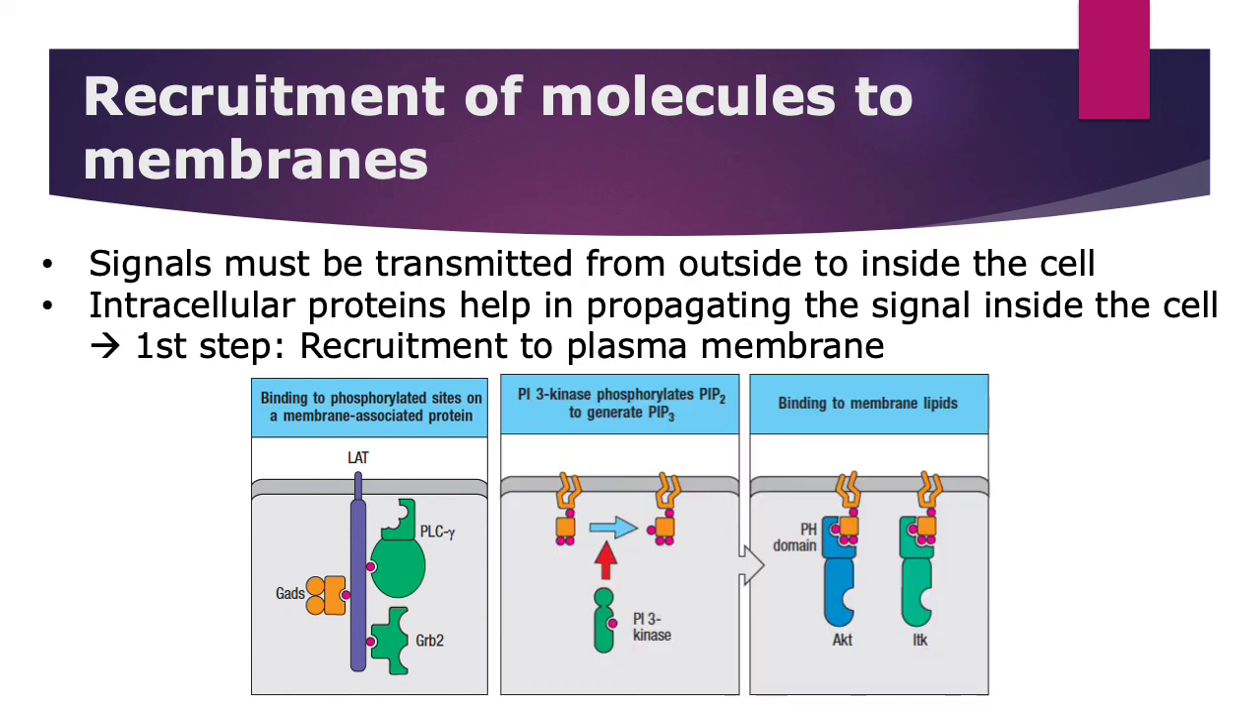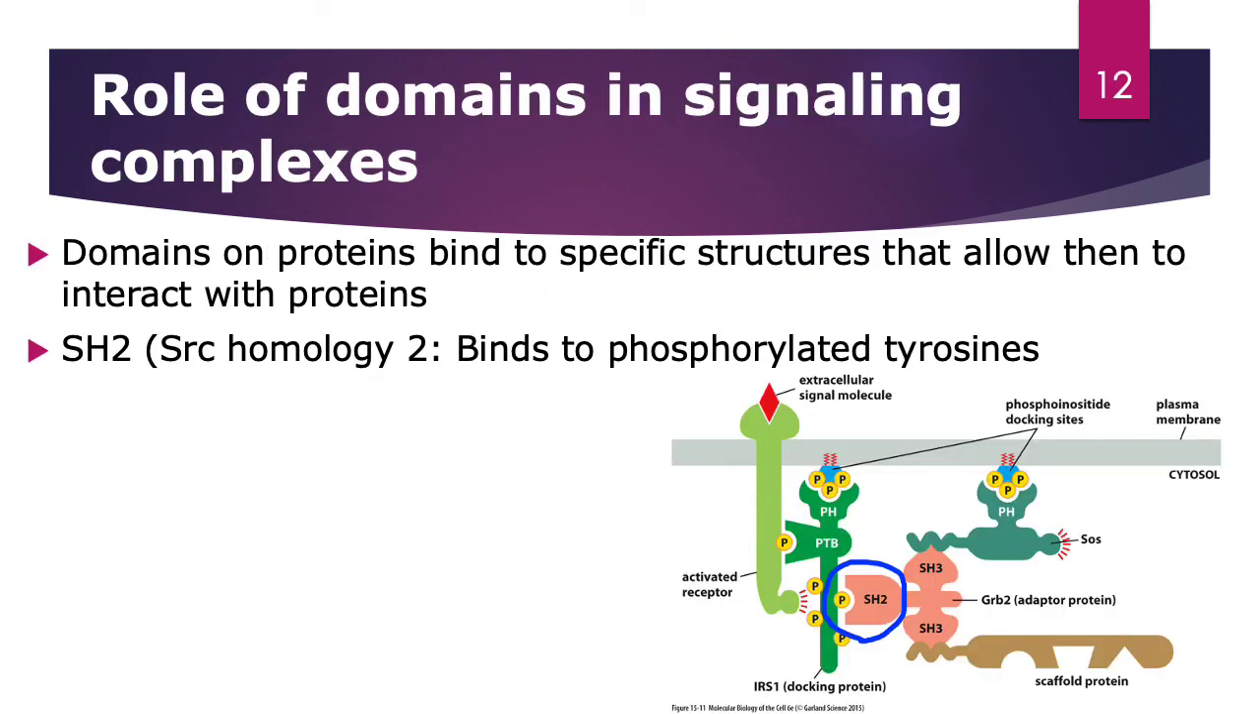Another way is to generate certain types of phospholipids, like in this case, we are making phosphorylated inositol phosphates, and these phosphorylated inositol phosphates like PIP3 can then form binding sites for other proteins. And thus, protein-protein or protein-lipid interactions play an important role in the recruitment of proteins to the plasma membrane.